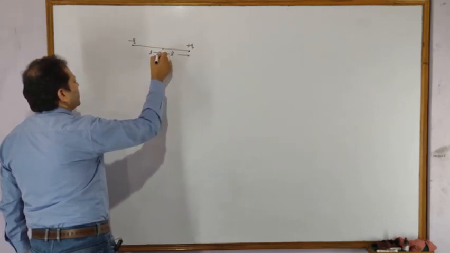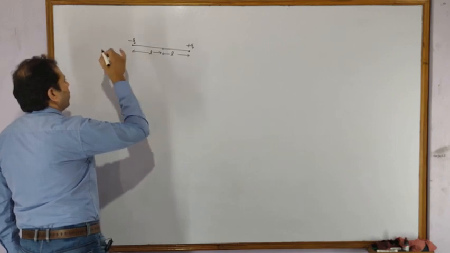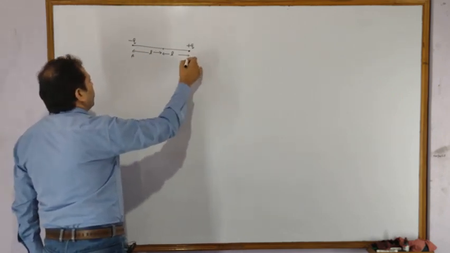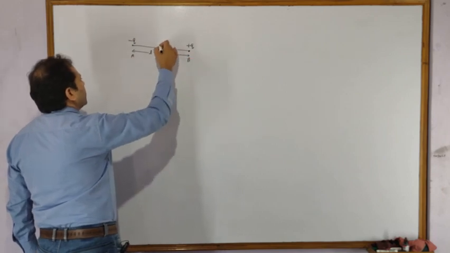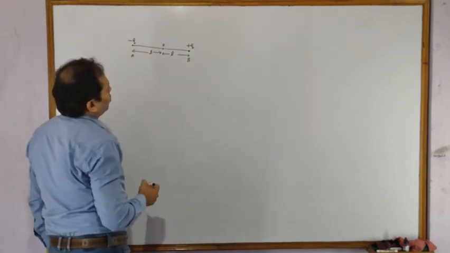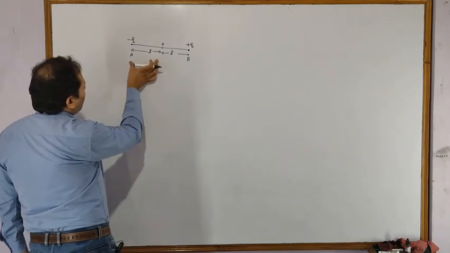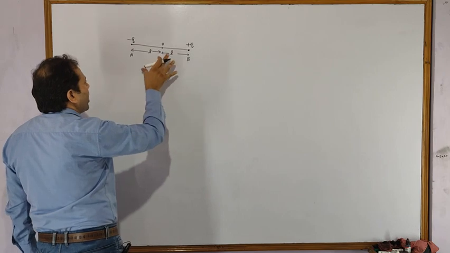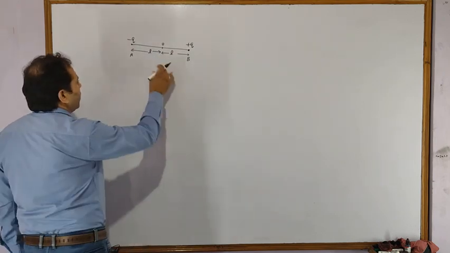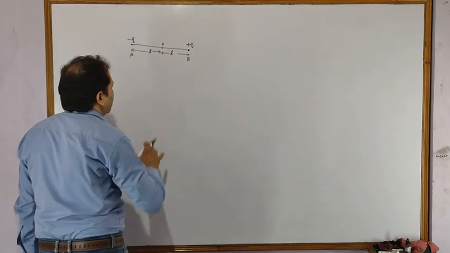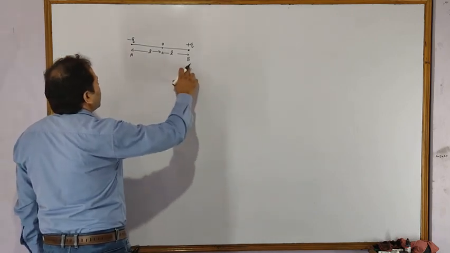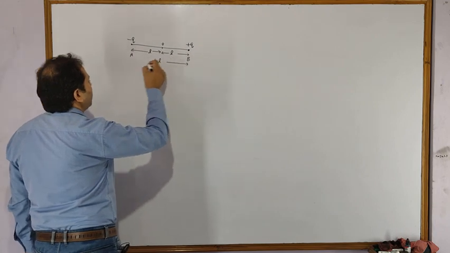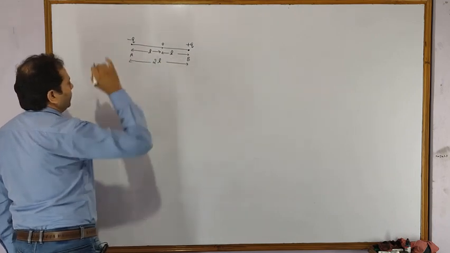Let's consider this distance is 2L. Why are we considering the distance between the dipole as 2L? Because whenever we want half of this length, we do not have to divide by 2 and get L by 2. That's why we have already taken the length as 2L. So half the length will be only L.